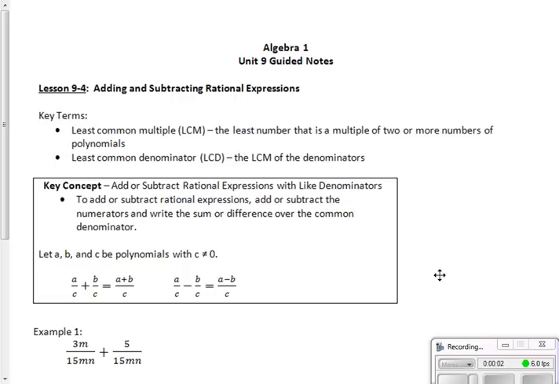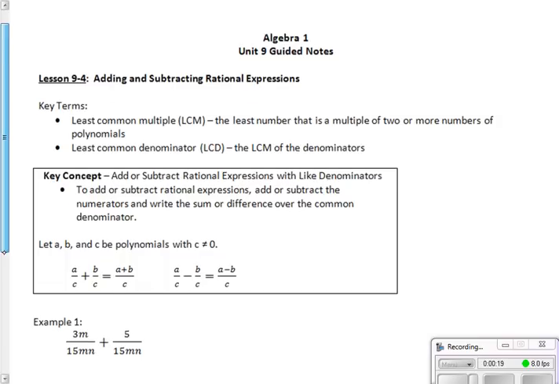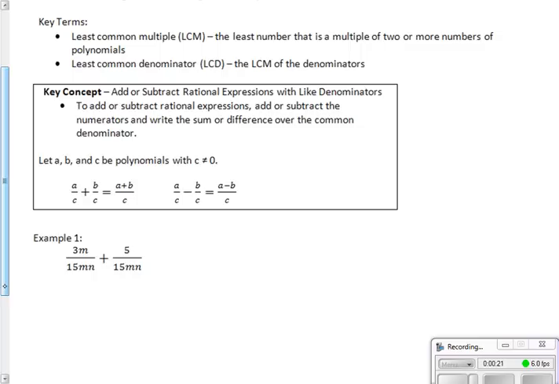Lesson 54 is on adding and subtracting rational expressions. In 54, you're fortunate that all the denominators will be the same. Just like you would add and subtract fractions, same thing here with rational expressions. When you add and subtract fractions, you need to have a common denominator. Well, it's the same thing with rational expressions.